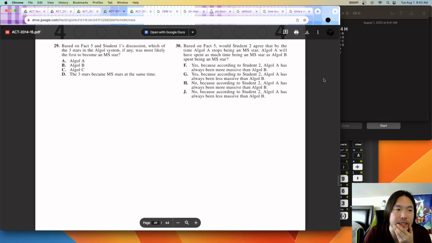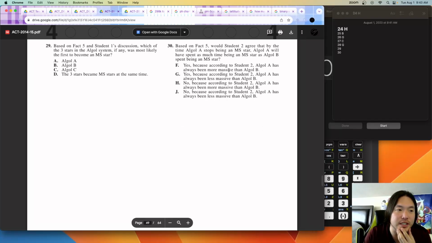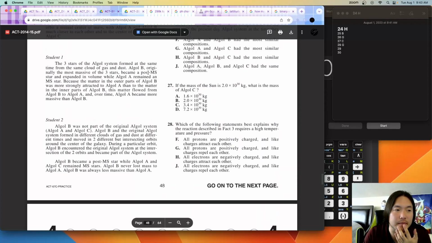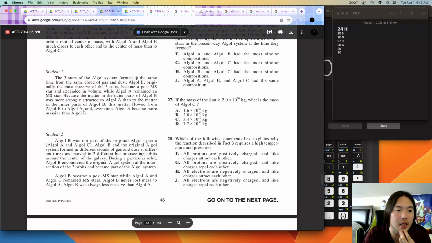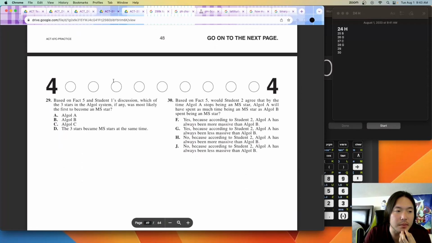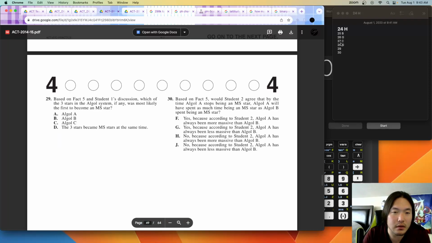Question 29. Based on fact 5 and student 1's discussion, which of the 3 stars in the angle system, if any, was most likely the first to become an MS star? Angle B. Why?